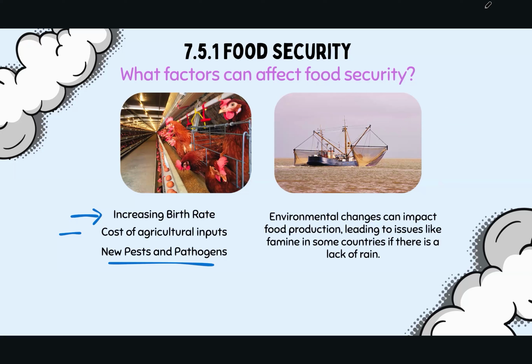Now, food security can be affected by the cost of agricultural inputs. So actually, to increase agriculture, it can cost more money. There are new pests and pathogens which can cause an issue in food security. Now, environmental changes can impact food production, leading to issues like famine in some countries if there's a lack of rain.